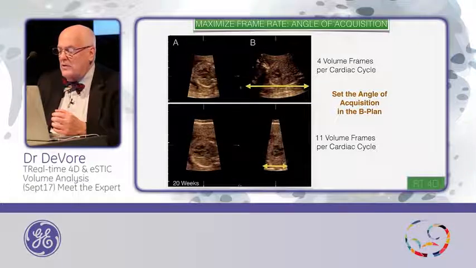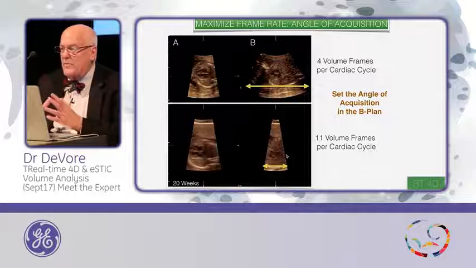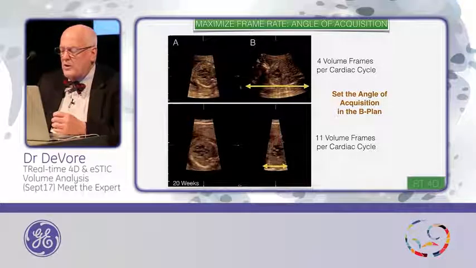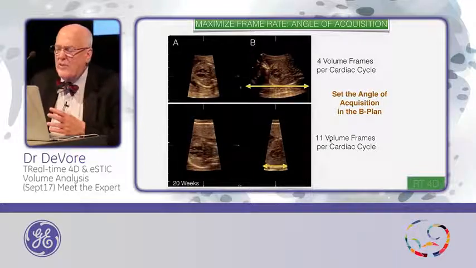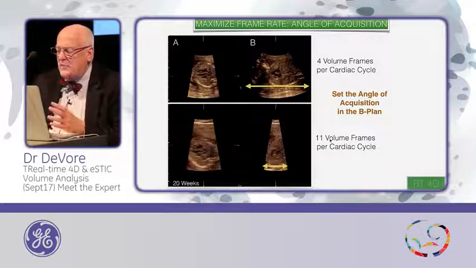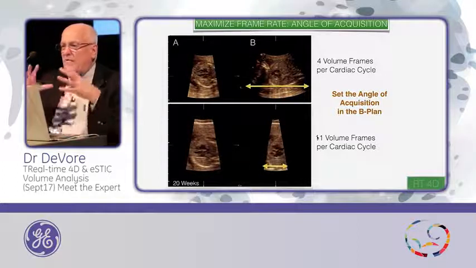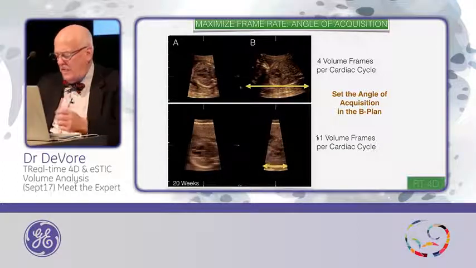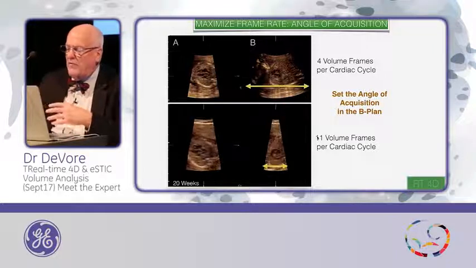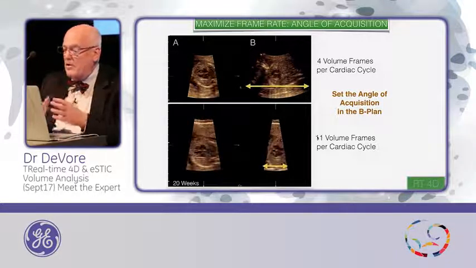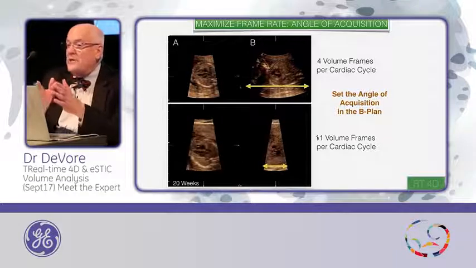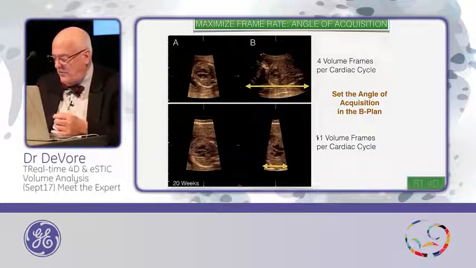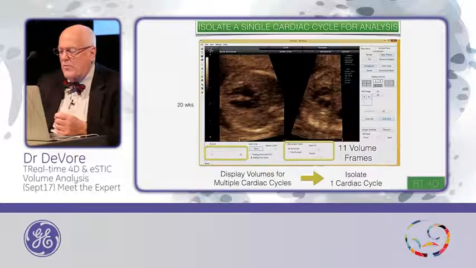So we want to set the angle of the acquisition as small as possible while encompassing the information that we want. And in doing so here, we can see that we have 11 volume frames per cardiac cycle. Now, what's a volume frame? A volume frame means that for every frame, there's a complete volume data set that we have for analysis. So 11 volume frames make up the cardiac cycle. So in one complete cardiac cycle, there are 11 frames. Each of those frames contains a complete volume that allows you to navigate through that volume.